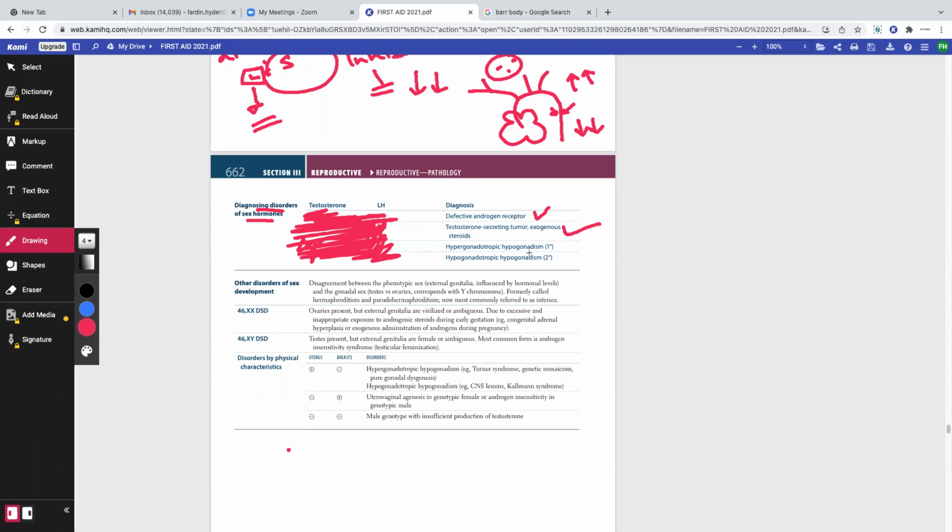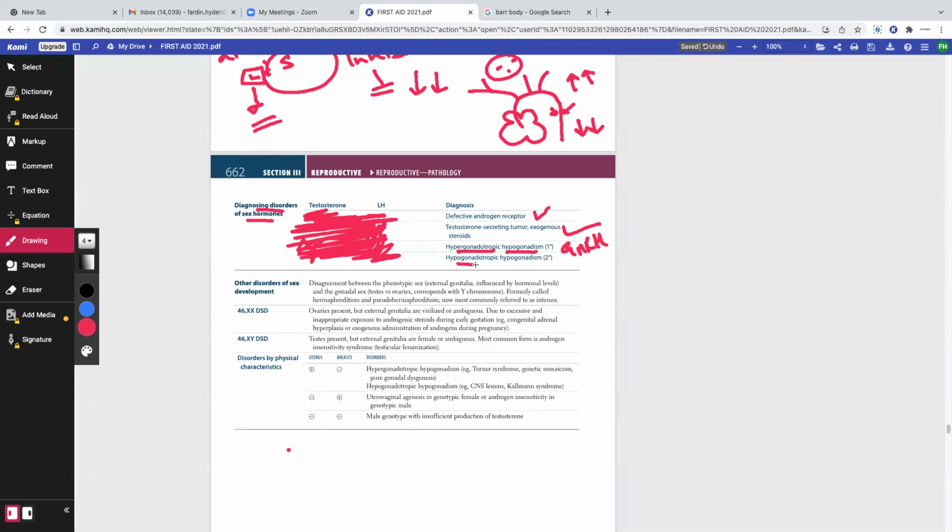Next one is hypergonadotropic hypogonadism. What do we mean by hypergonadotropic? They mean that there's excessive GnRH secretion. Yes or no? GnRH is high. If GnRH is high, what would happen to the LH? LH is also going to be high. But if there's hypogonadism, meaning that the gonads are small or there's something wrong with the gonad, what would happen to the testosterone level? Testosterone level is going to be low. Very good.